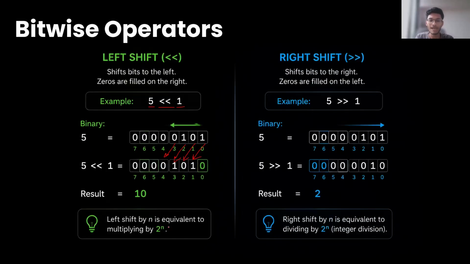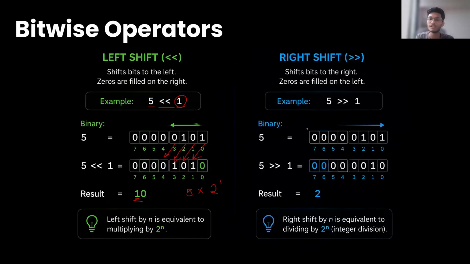Left shift by n is equivalent to multiplying by 2 raised to n. So here I have left shifted by 1. So basically this will be nothing but 5 multiplied by 2 raised to 1, because I have left shifted by 1. So 5 into 2 is nothing but 10. So the result is 10.